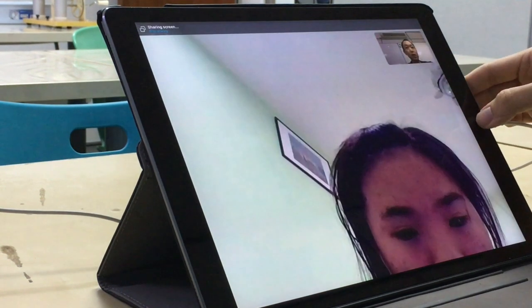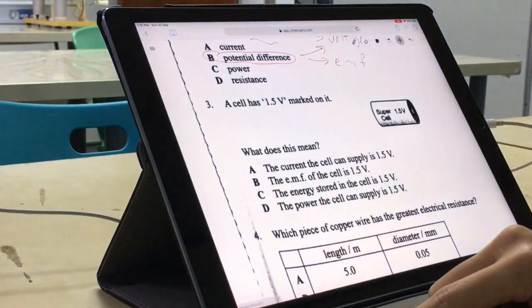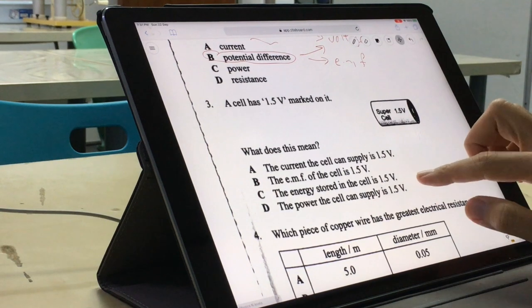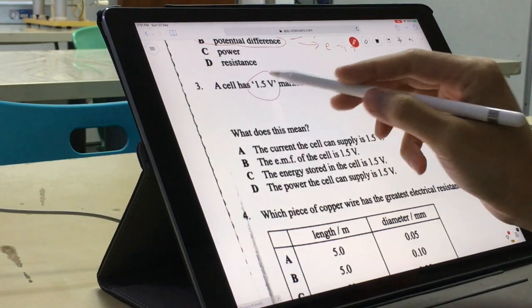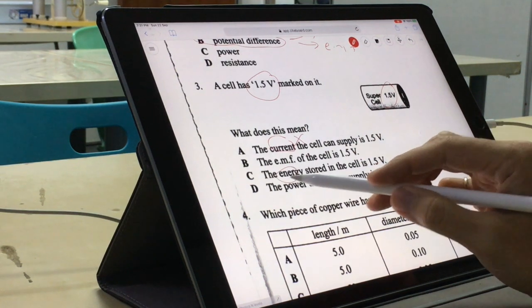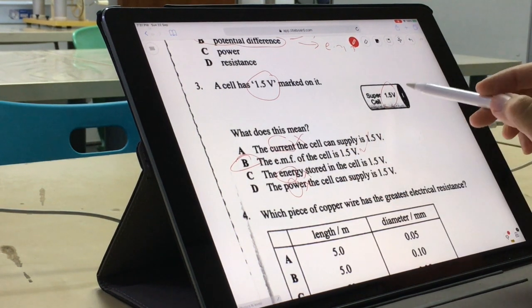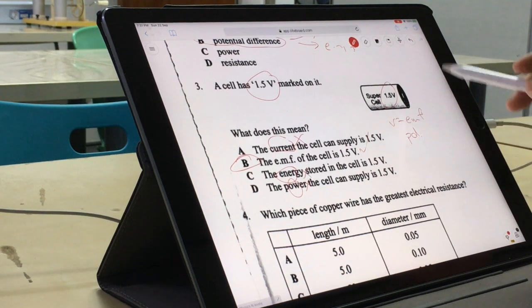Okay, can you see the screen? Yeah, I can see. Alright, so we look at question number 3. A cell has 1.5 volt marked on it. What does it mean? So we know 1.5 volt is voltage. Is it the current? No, right? Is it energy? Is it power? None of this, right? Because EMF. So the answer is B, because voltage is also EMF, which is also potential difference.